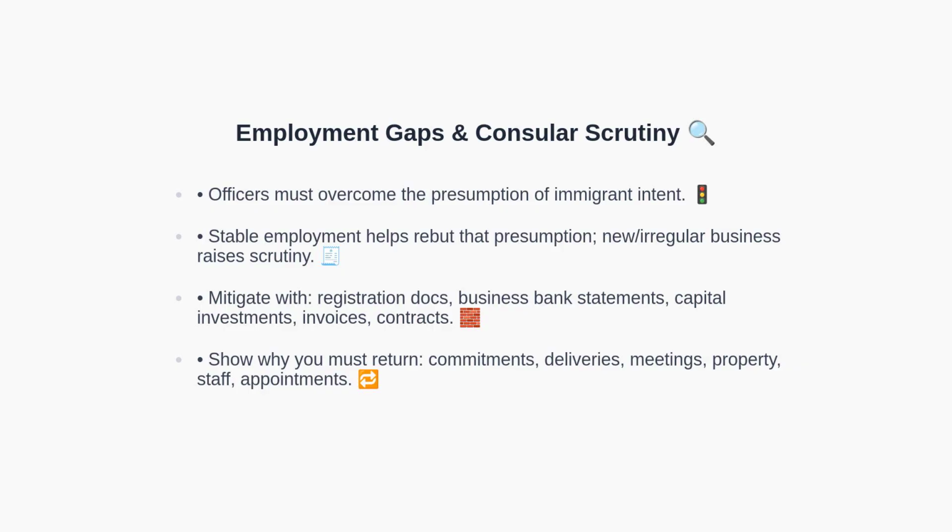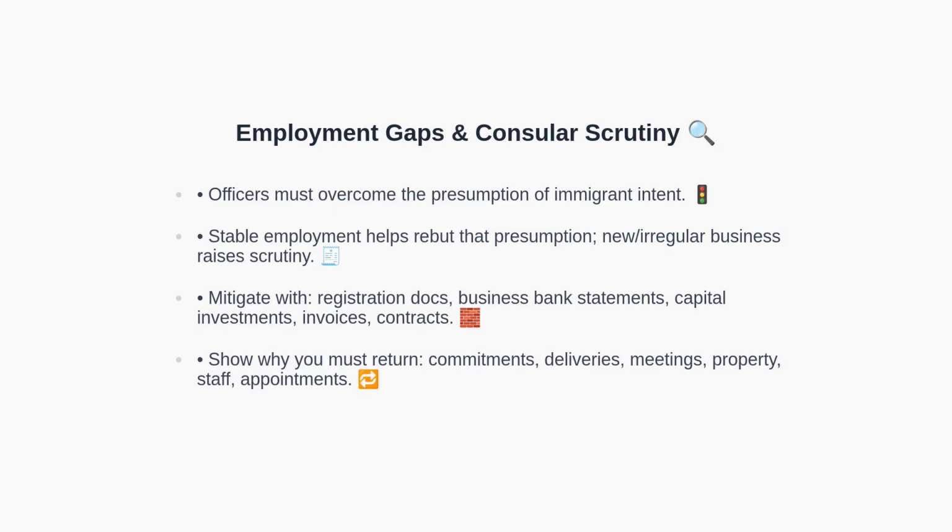Consular officers begin with the presumption that a B1/B2 applicant may intend to immigrate. Stable employment is a central factor in rebutting this presumption. Conversely, a shift to a new and irregular business typically elevates scrutiny.